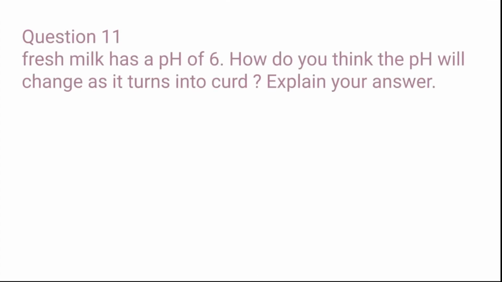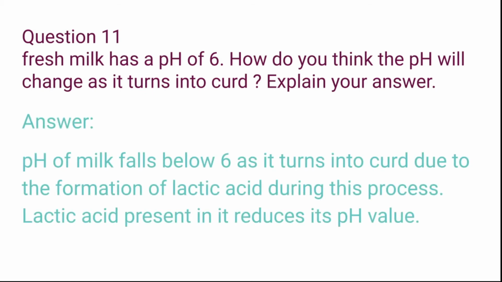Question number 11. Fresh milk has a pH of 6. How do you think the pH will change as it turns into curd? Explain your answer. pH of milk falls below 6 as it turns into curd due to the formation of lactic acid during this process. Lactic acid present in it reduces its pH value and make it more acidic in nature. Let's move on to the next question.